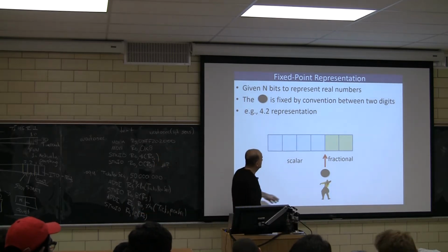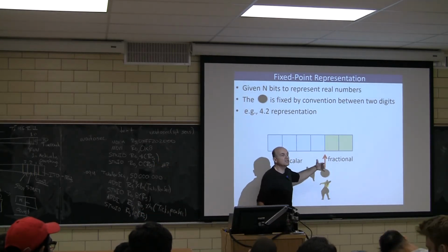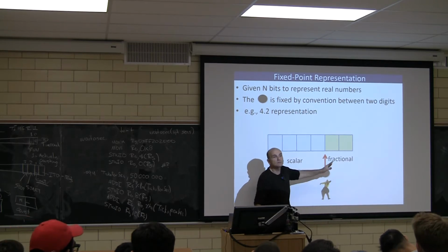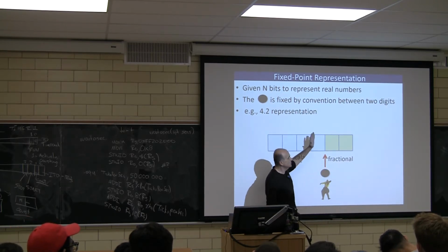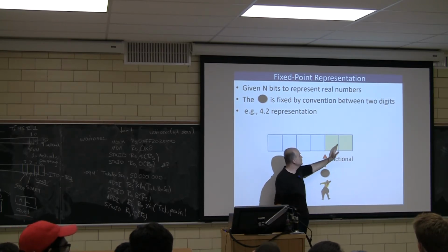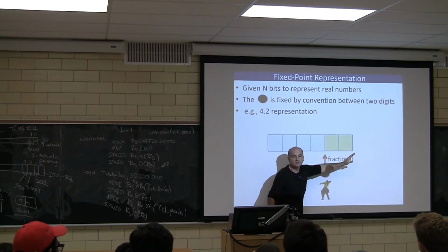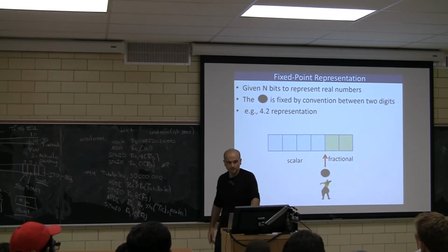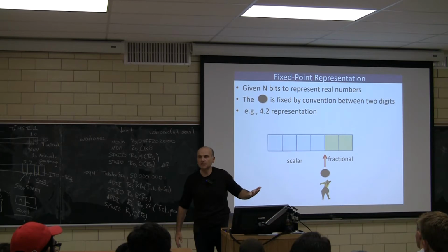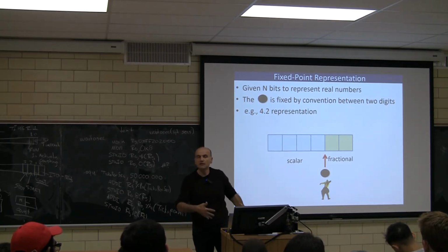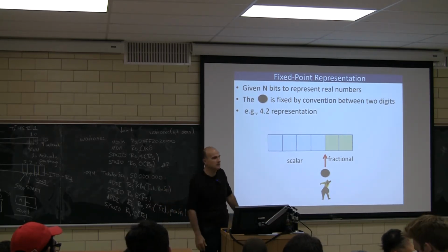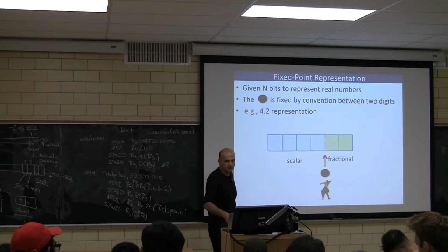So in this case, there is a dot somewhere. It's called fixed point because you cannot touch this. You cannot move it around. That's what this means. So these two are fractional. This is 2 to the minus 1, 2 to the minus 2. Okay, that's what it means. So this would be a 4.2 representation. 4 integer digits and 2 fractional digits, right? And there is only so many numbers you can represent with that.